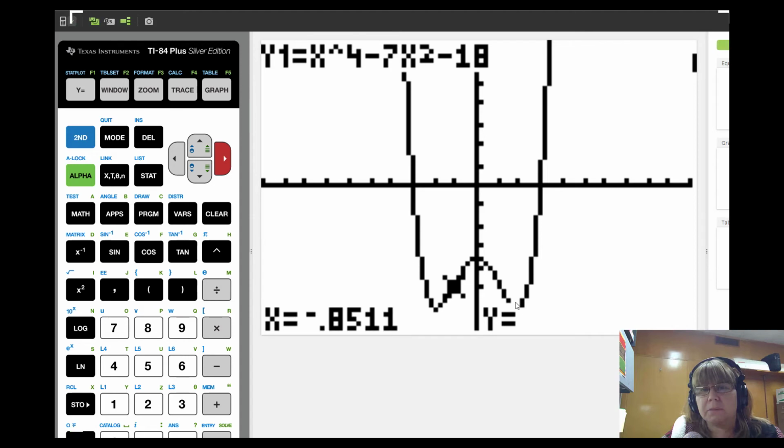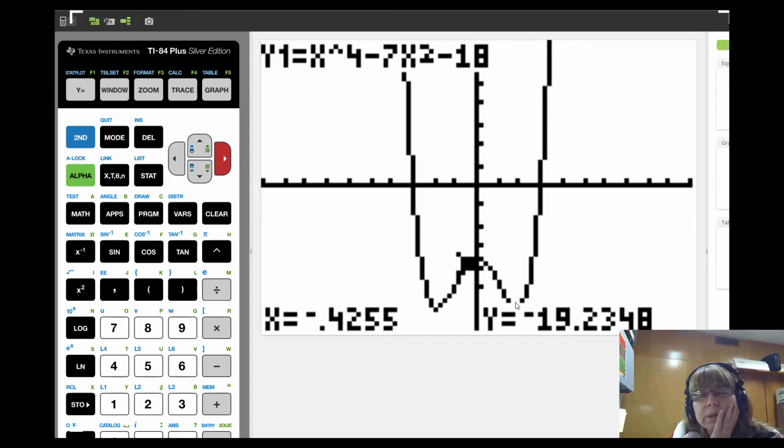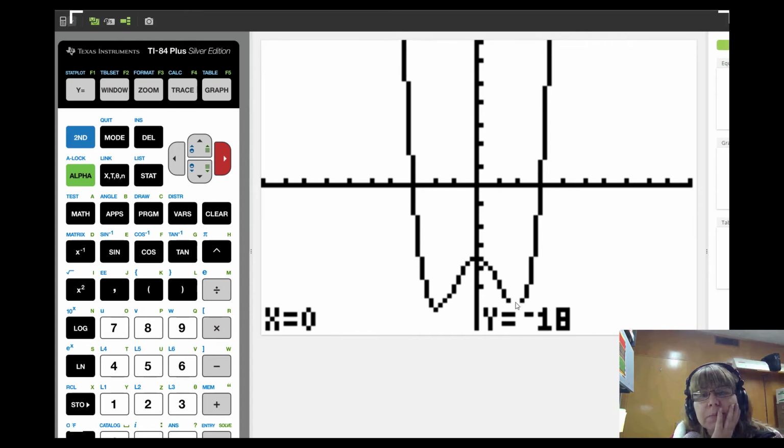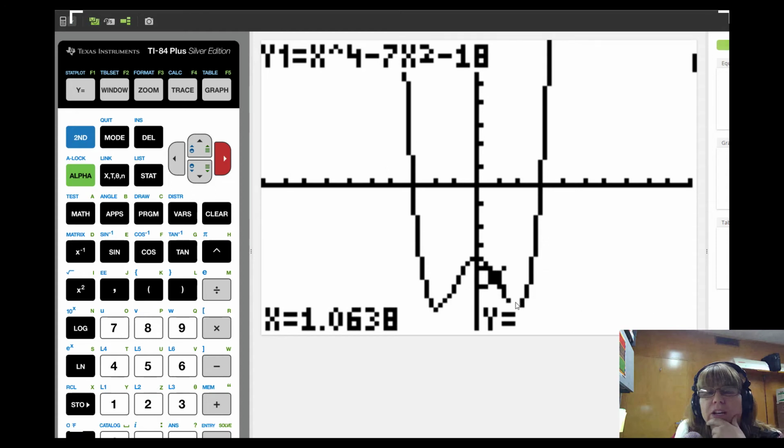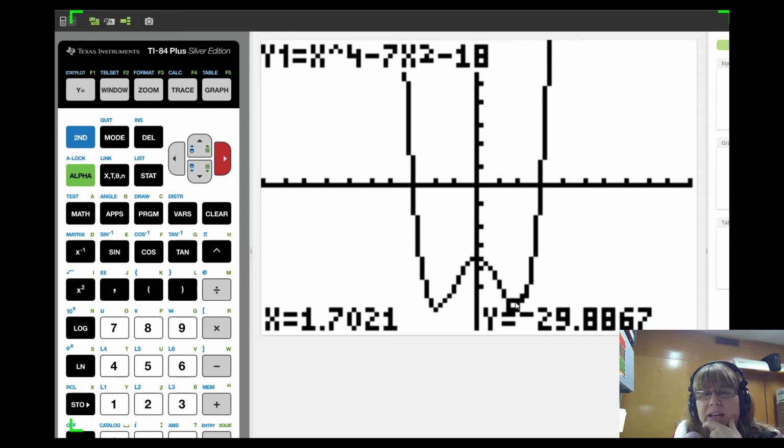Okay, I'm going to try and move it over. Bear with me, it's a little on the slow side on my computer. That's my local maximum there. Moving it over again, and it looks like I can go one more. And that looks like a minimum as well. So I have 3 turning points, 2 local minimums and 1 local maximum.